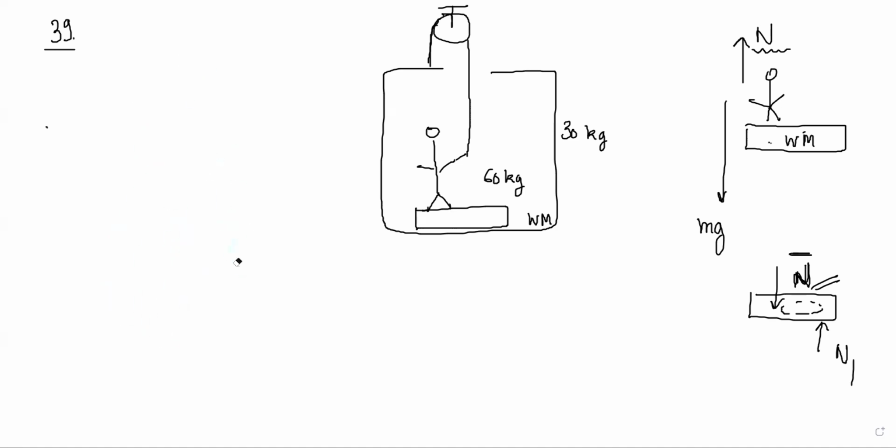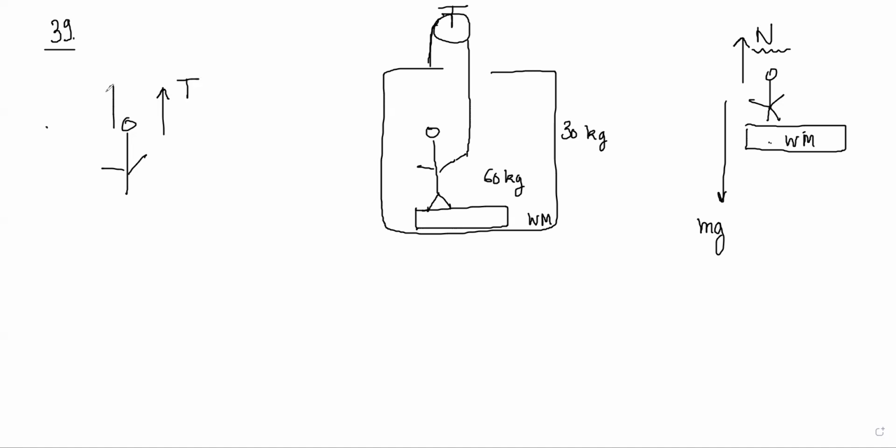So in this question, we are going to concern ourselves with what is the normal force that the man exerts on the weighing machine to see the reading on it. If you draw the free body diagram of the man, there is upward force of tension, there is normal force from weighing machine on the man, there is mg 600, right?